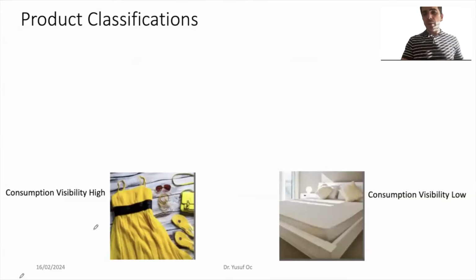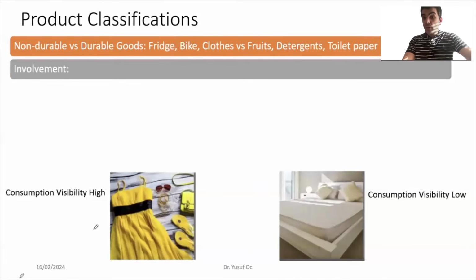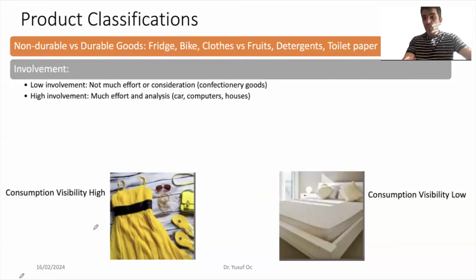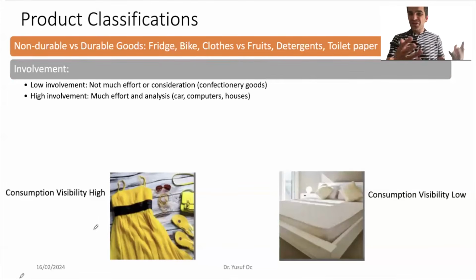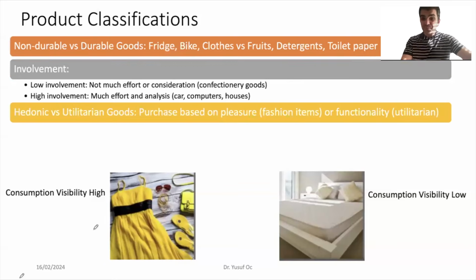So we know so many other product classifications, like non-durable versus durable goods. And again, our considerations or criteria for purchasing those items will be different. Or based on involvement level, we have low involvement products and high involvement products. For the low involvement one, you don't pay a lot of effort or attention. It is just small items like confectionery goods. But for a high involvement product, you think rationally, you get a lot of information and then process that information to buy the best product out there.